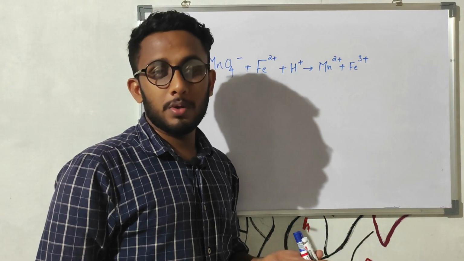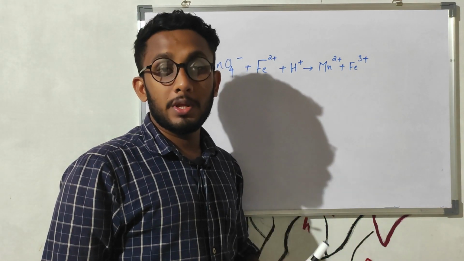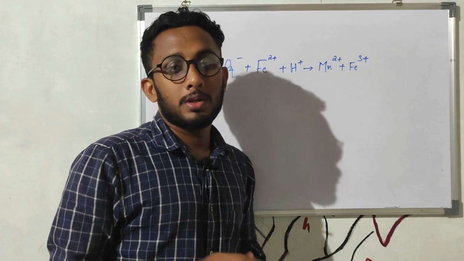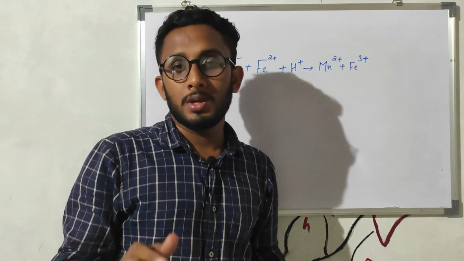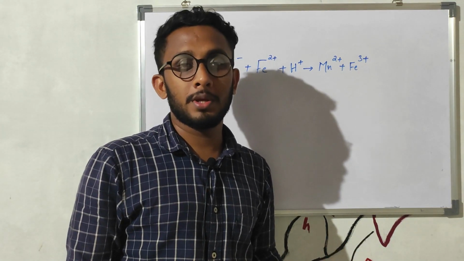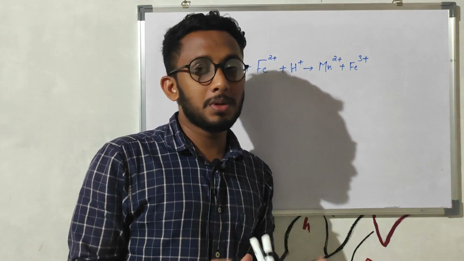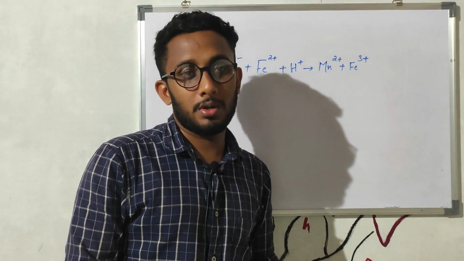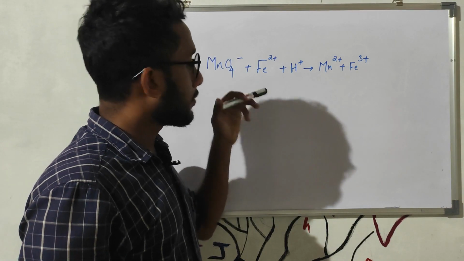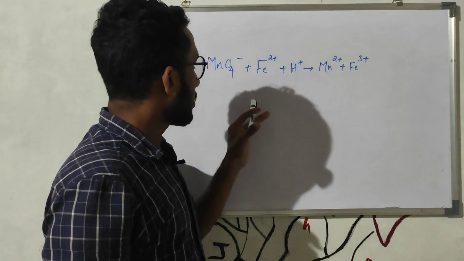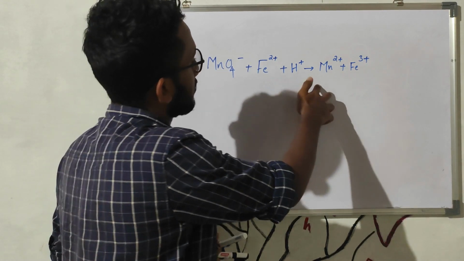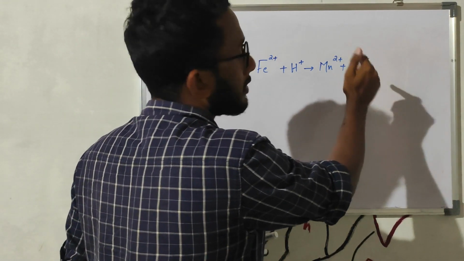Here today we are going to discuss a very important topic that all entrance exams ask, that's redox reactions. We can balance redox reactions in acidic medium very easily by using a very simple trick that I am going to explain here. Okay, we have this example. This is the reaction that we have to balance: MnO4 minus plus Fe2 plus plus H plus gives Mn2 plus plus Fe3 plus.